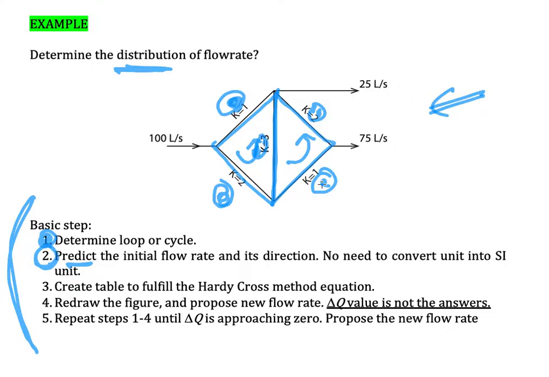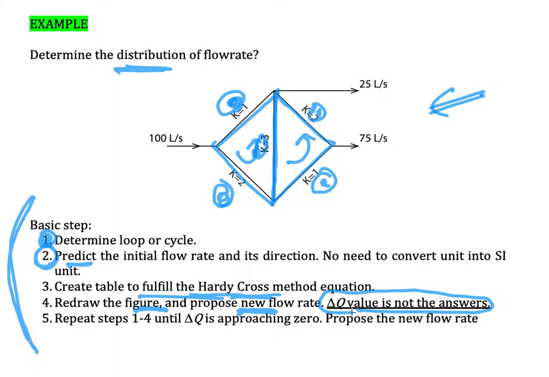So, and then you need to fulfill the Hardy-Cross method. I will show you later. And then you need to redraw the figure and propose your new flow rate. Here, please make sure that you do not give me the value of delta Q, because the value of delta Q is not the answer.